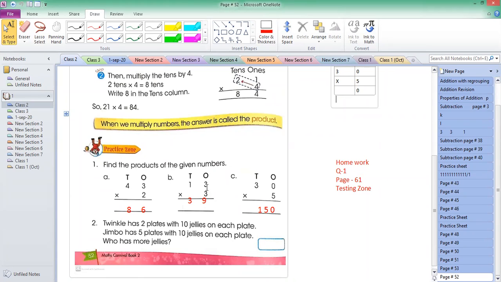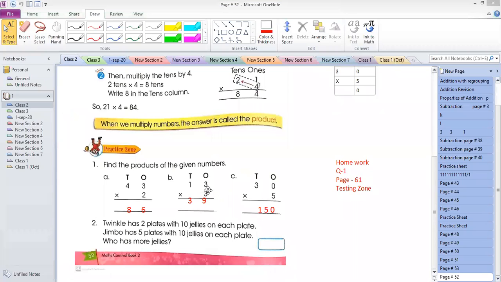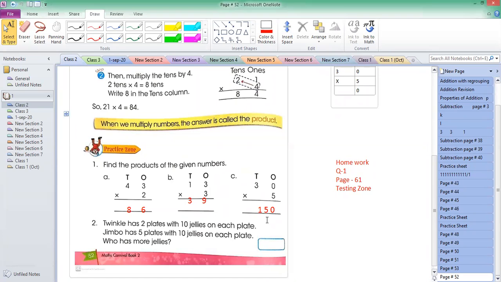Check the B question. Here I also need to multiply the ones value first, which is 3 and 3. So I need to read the 3 table up to 3 times: 3 1s are 3, 3 2s are 6, and 3 3s are 9. Then 3 multiplied by 1 is 3. And that way we have to complete all the questions.